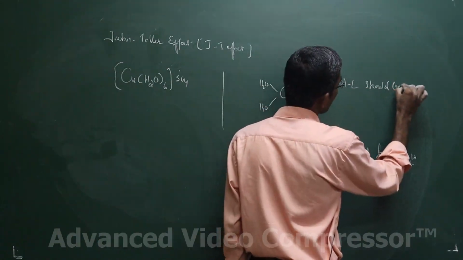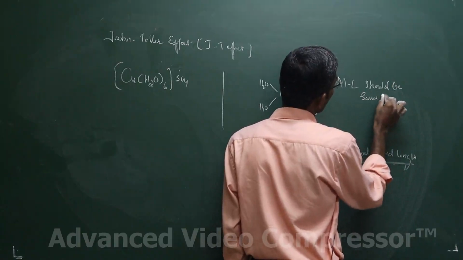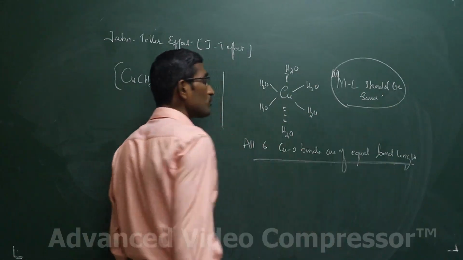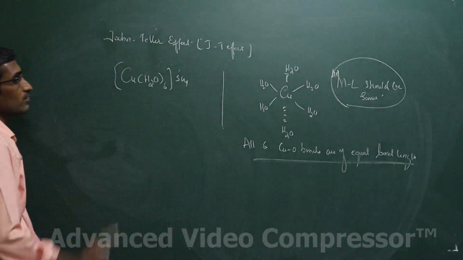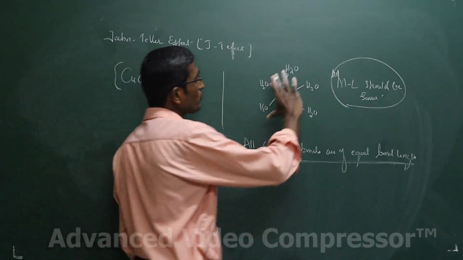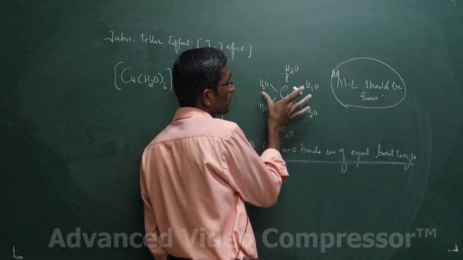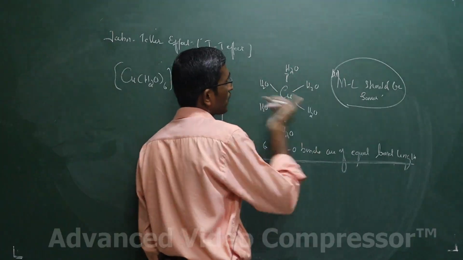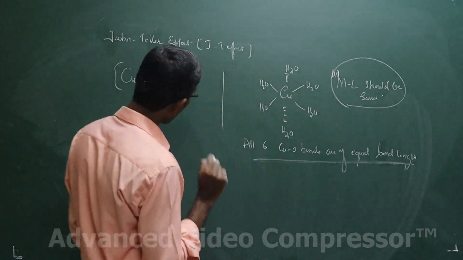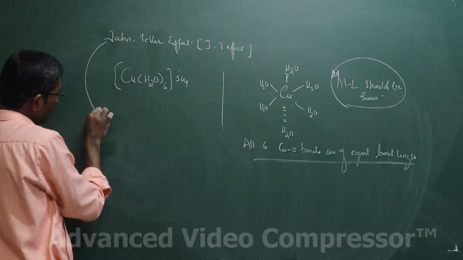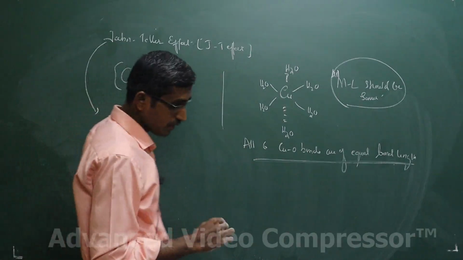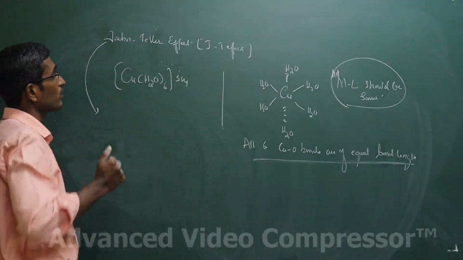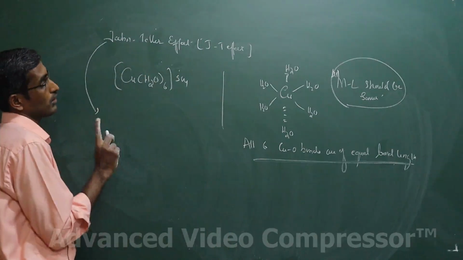This is what we theoretically expect, we anticipate that all M-L bonds should be the same. But it is not so, students. It's been observed in this particular complex that these two bonds are of different size compared to these 4 bonds. Why so? To explain this, the scientists Jahn and Teller proposed a theory called the Jahn-Teller effect. It explains why there is a difference in the length of the bonds in this complex.